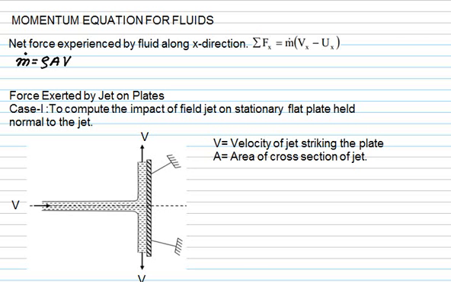velocity of the fluid. If the plate is moving with a velocity equal to u, then the approach velocity will be given by v minus u. In that case, we have to use the equation rho into a into v minus u. So this equation you have to use for a fixed plate or fixed vane, and this one is for a moving vane.